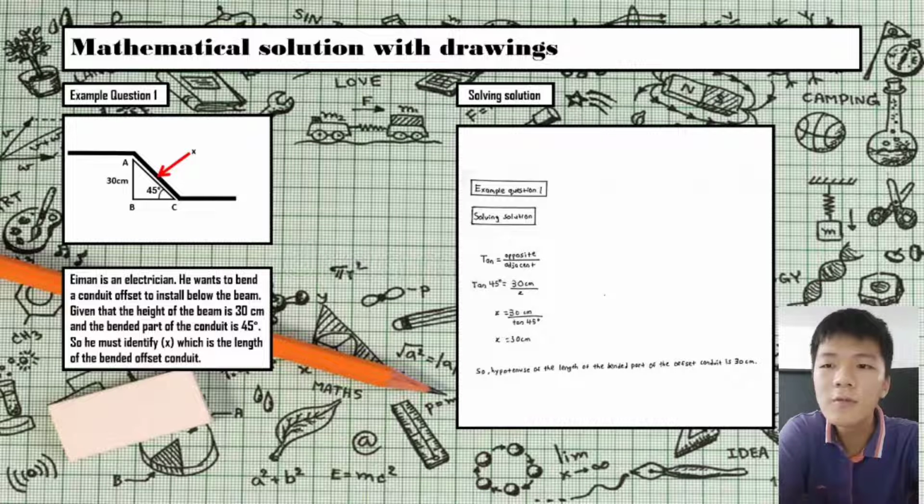The solution for example question 1: tangent equals opposite divided by adjacent. First, tangent 45 degrees equals 30 cm divided by x. So x equals 30 cm divided by tangent 45 degrees. After that, x equals 30 cm, which is the hypotenuse side. So the length of the bent part of the offset conduit is 30 cm.